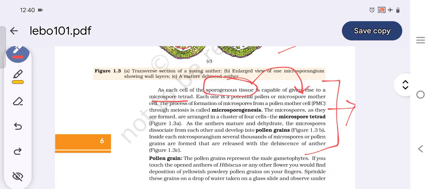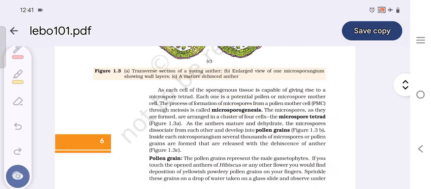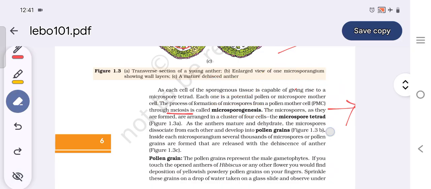The sporogenous tissue, what we have in the center, is giving rise to the microspore mother cell. The microspore mother cell, or the pollen mother cell, divides meiotically to produce microspores, and this formation of microspores is called microsporogenesis. So very important word there. You can have the sentence there: the process of formation of microspores from pollen mother cell is called microsporogenesis.